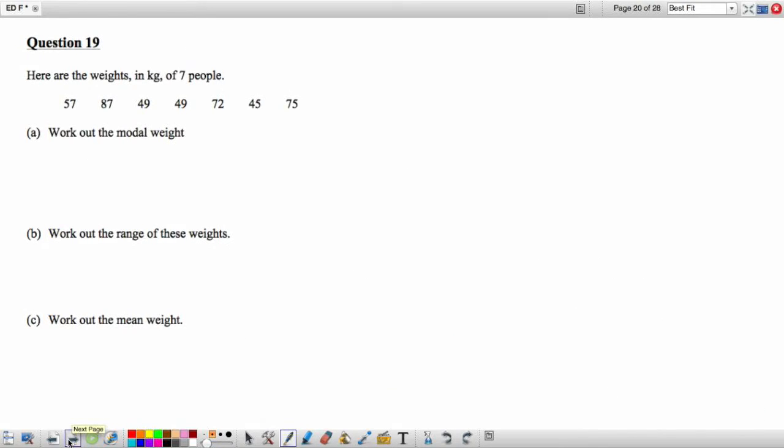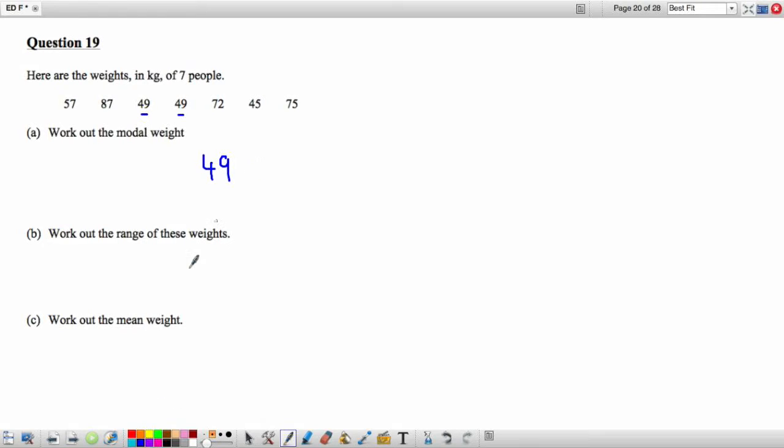Question 19. Here are the weights in kilograms of 7 people. You need to work out the modal weight. The modal weight is the most popular weight. So we're looking here for which number comes up the most. Well, we have here 2 49s. So the modal weight is 49 kilograms.